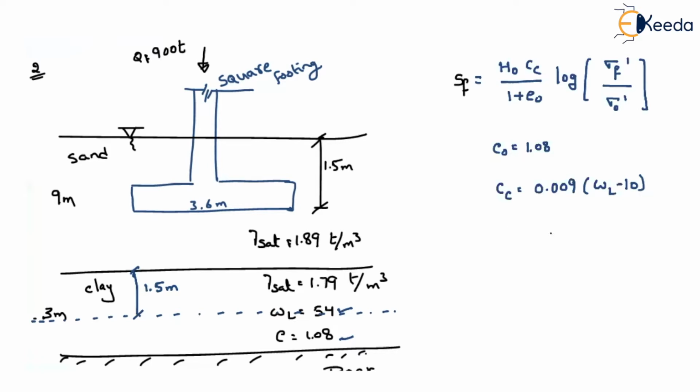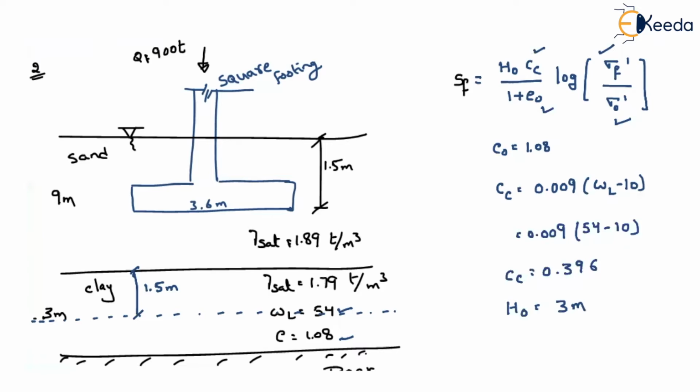That means wherever there are some relations between the formulas, you should recall them so that you cannot make a mistake in the example. So here that will be equal to 0.009. What is the liquid limit given? 54. So 54 minus 10. If you solve this calculation, then you will get this value as around 0.396. Right? Now, what are the final values we need? Now we got e naught. Now we got Cc. And what about H naught? What is the thickness of the clay layer? If you see in the question, the thickness is 3 meter. So if you can find out this sigma f dash, and also if you can find out sigma 0 dash, then you can find out the values.